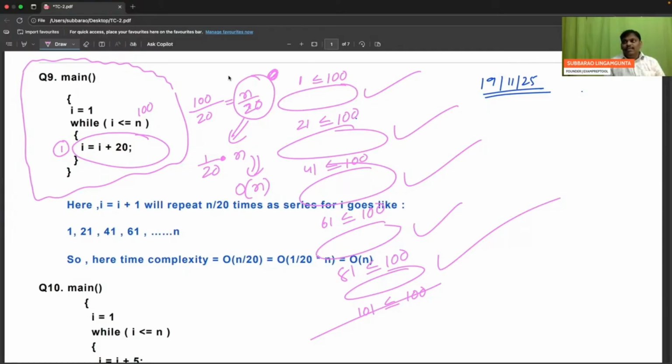If they say, can you say a little better way? n by 20 can be written as 1 by 20 into n. So 1 by 20 is a constant, so n is there. So big O of n, theta of n, omega of n.